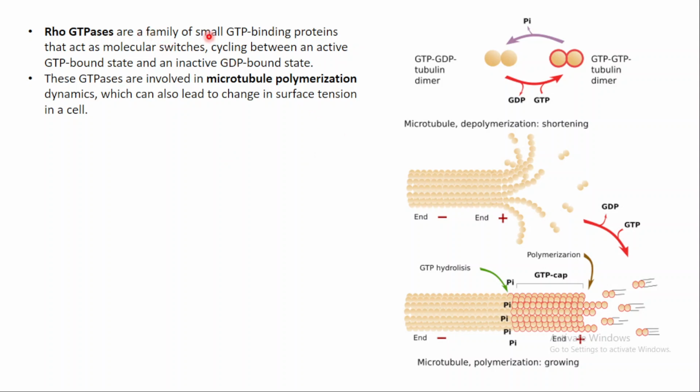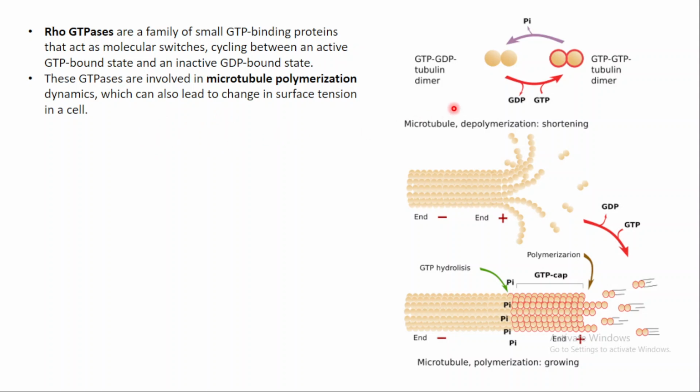Rho GTPases are a family of small GTP binding proteins that act as molecular switches, cycling between an active GTP bound state and an inactive GDP bound state. So Rho GTPases are proteins which bind to GDP and GTP. When they are bound to GTP, they are active, and when they are bound to GDP, they are inactive. So here we see these microtubules. These GTPases are involved in microtubule polymerization dynamics, which can also lead to change in surface tension in a cell.